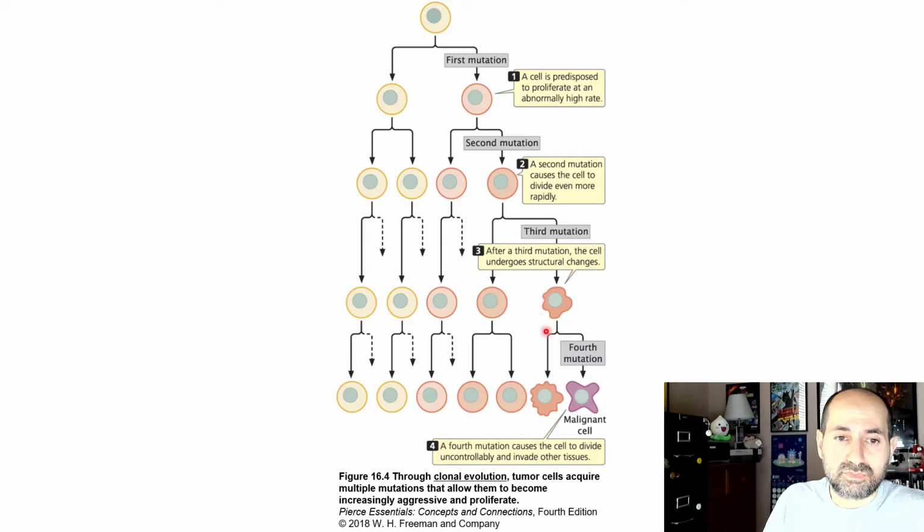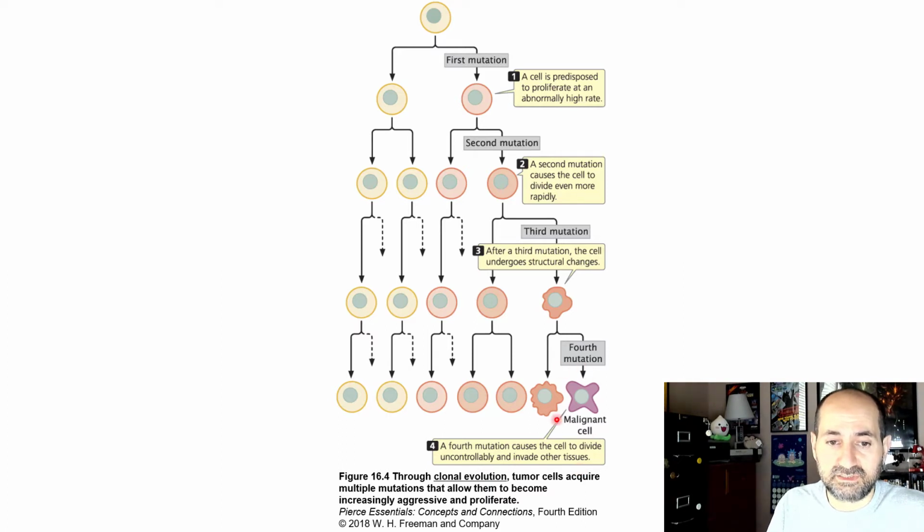This is probably like a full-blown tumor at this point. These are cells that are just growing and growing and growing and changing shape and not looking normal. Now the cell divides again. There's a fourth mutation. So 4 different genes have now been mutated, 4 different important cell cycle genes. And now the combination of these 4 genes is too much. Now it's a malignant cell. A fourth mutation causes the cell to divide uncontrollably and invade other tissues.